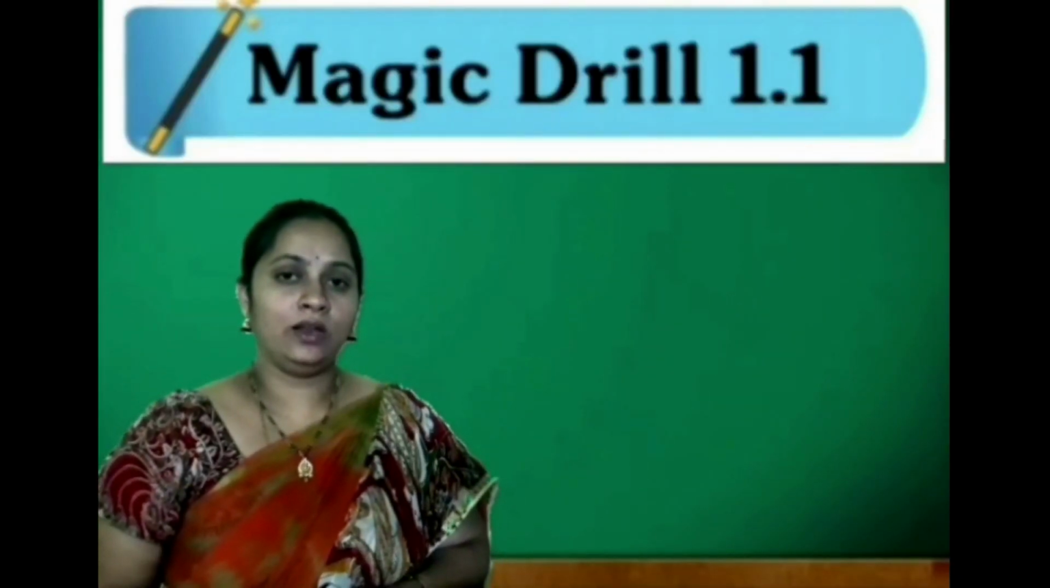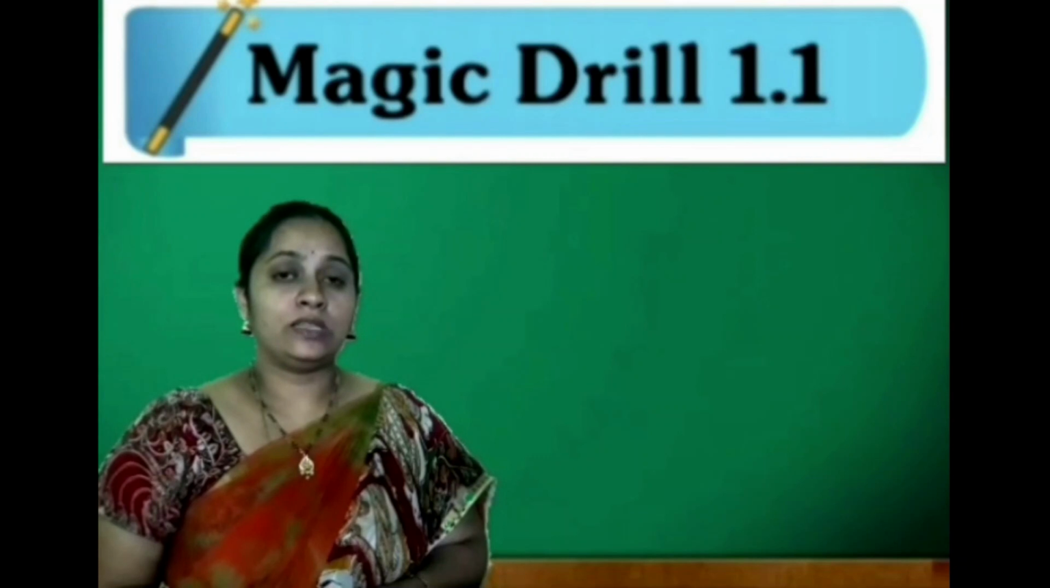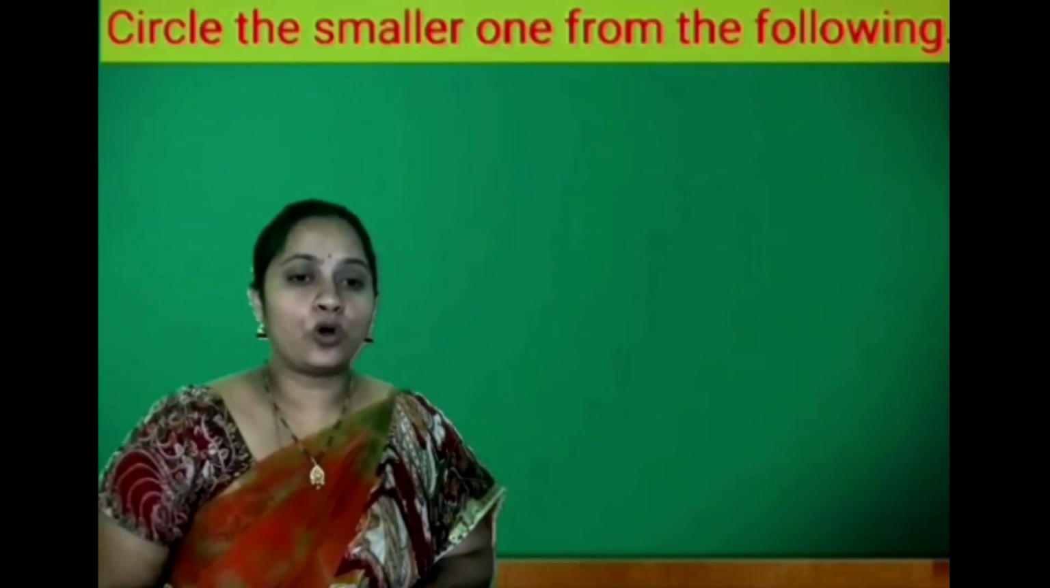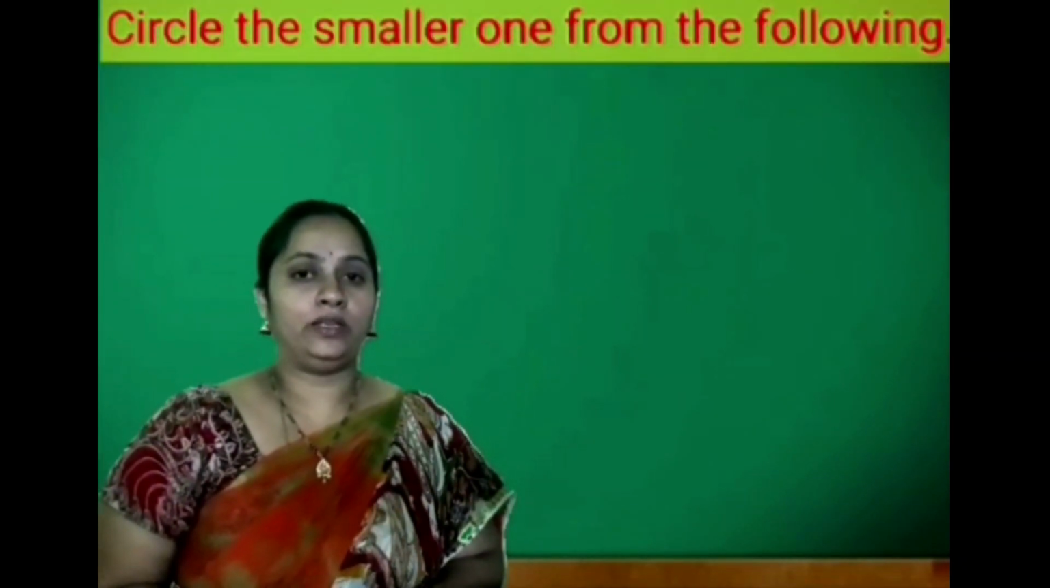Children, by listening to this story, we have observed that we have different objects in different sizes around us. Okay, children, let us start magic drill 1.1. See the first one. Circle the smaller one from the following.